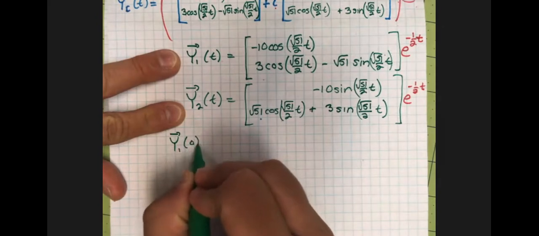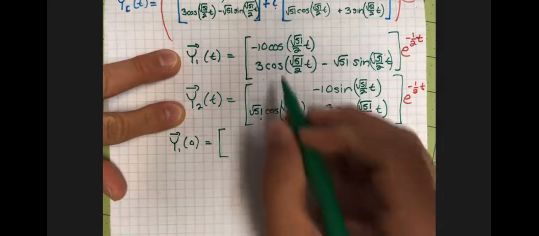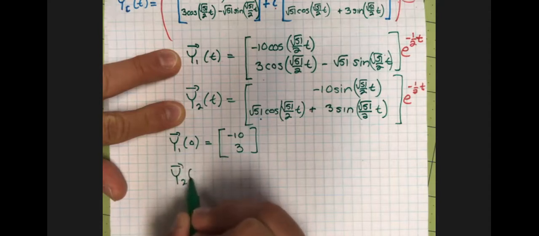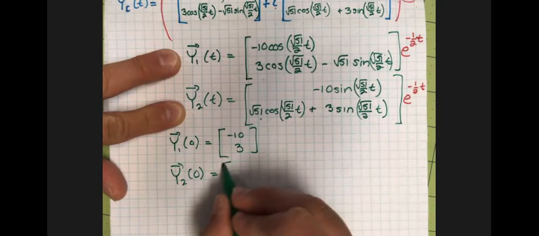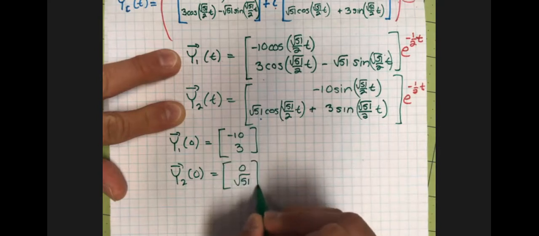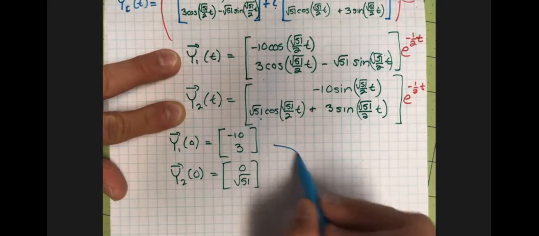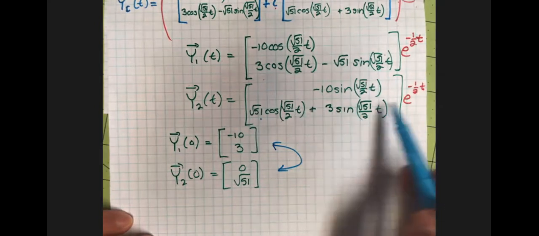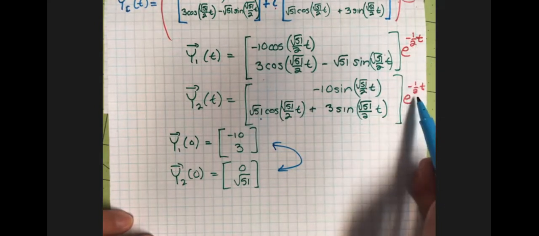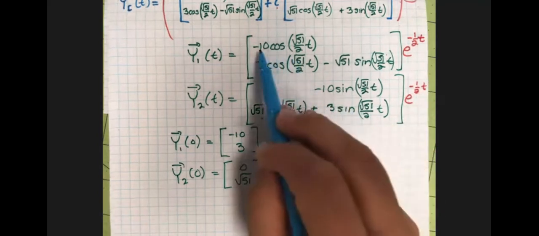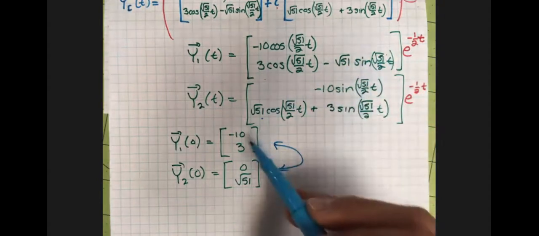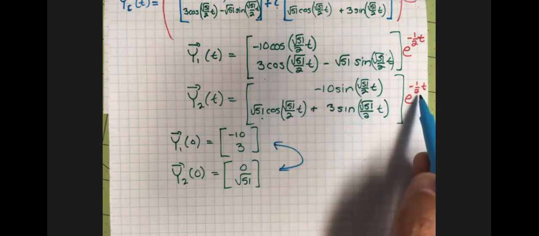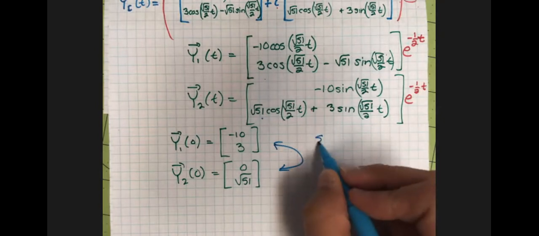Are they linearly independent? Put in a zero for all the t's. And here you get minus 10 and 3. And in y2, you get 0 and root 51. How did we do that so quickly? Well, that's because putting zeros into sines and cosines only produces zeros and ones. Putting a zero into the exponential only produces a 1, e to the 0. So what I have here is minus 10 times 1, 3 times 1, 0 and 1. It's minus 10 over 3. And what I have here is root 51 times 1, minus 10 times 0, 3 times 0, and a 1. That's 0 and root 51. Safety check time.